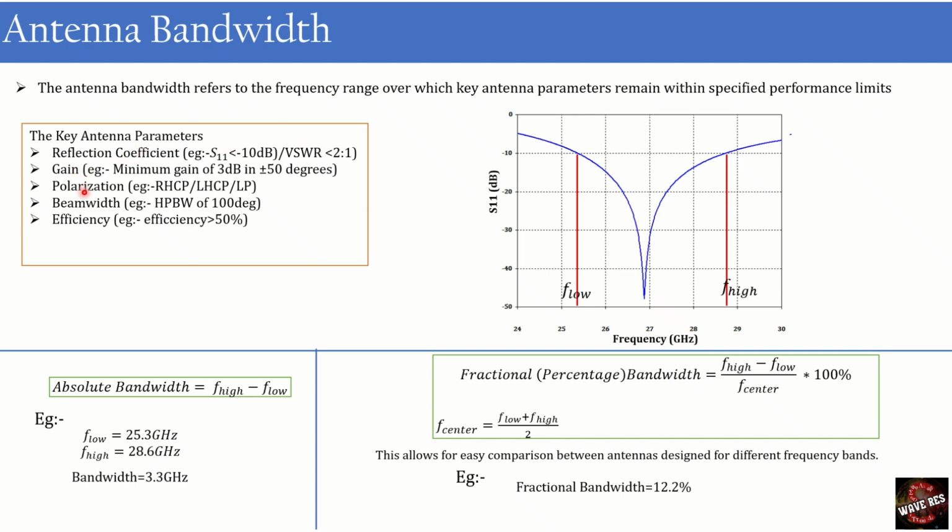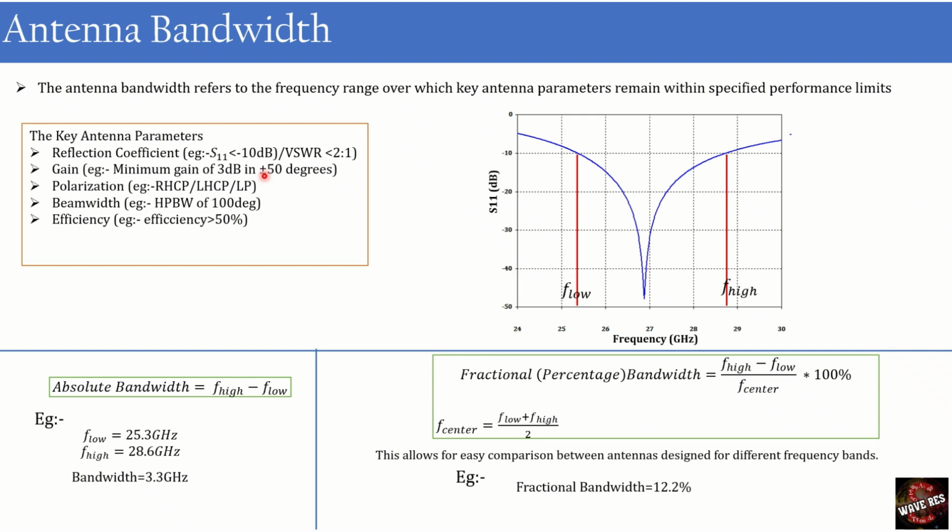the antenna, polarization of the antenna, beam width, and efficiency. So we have to make sure that these values are within the performance limits. For example, there may be conditions like S11 has to be less than minus 10 dB, or the minimum gain has to be 3 dB within plus or minus 50 degrees.